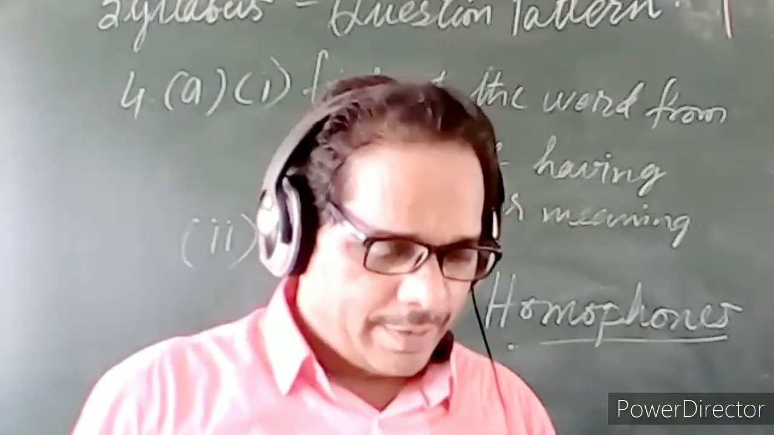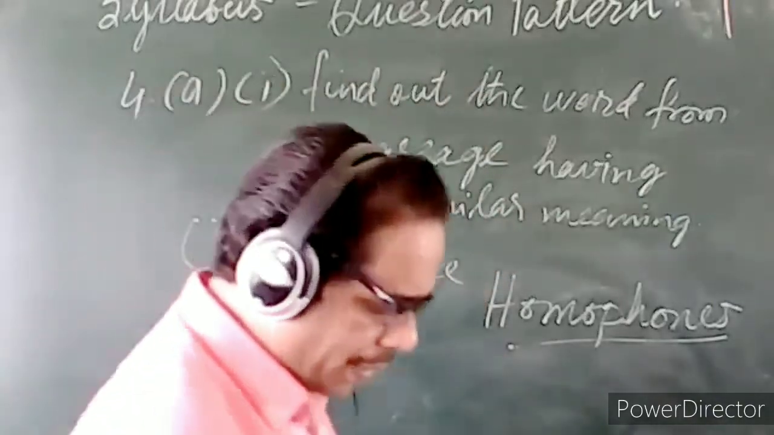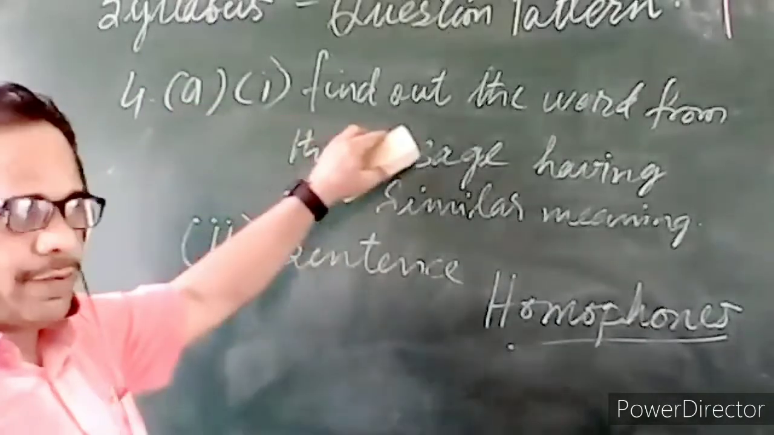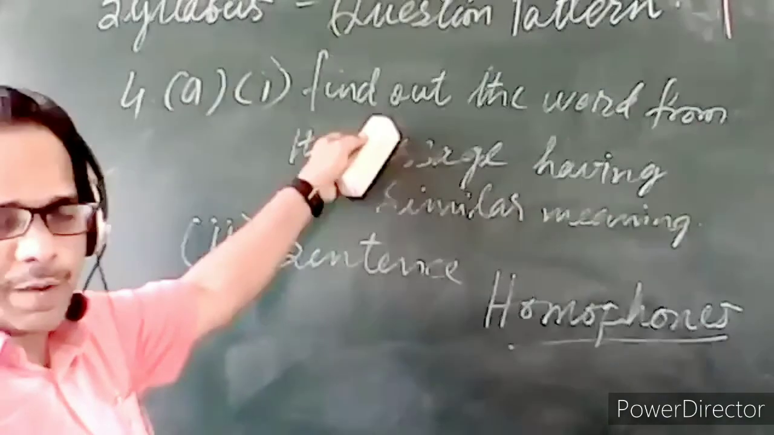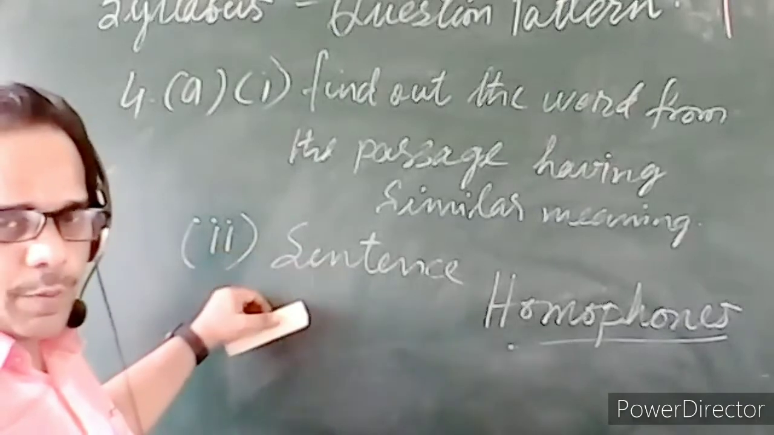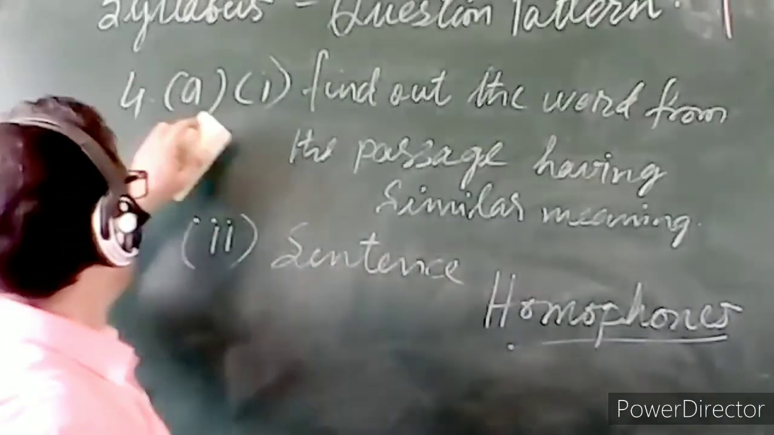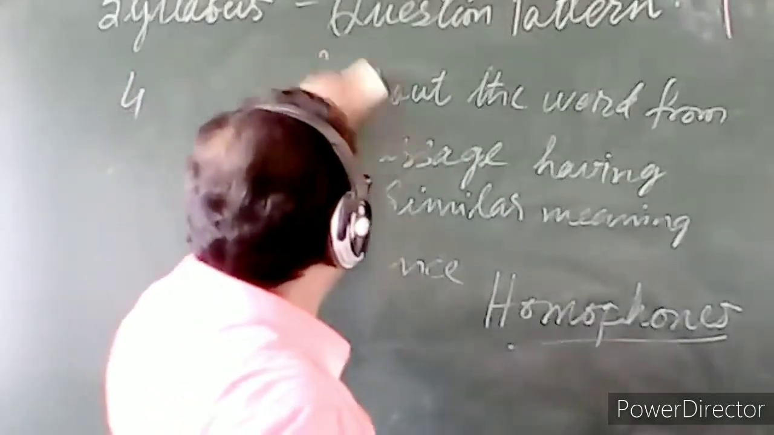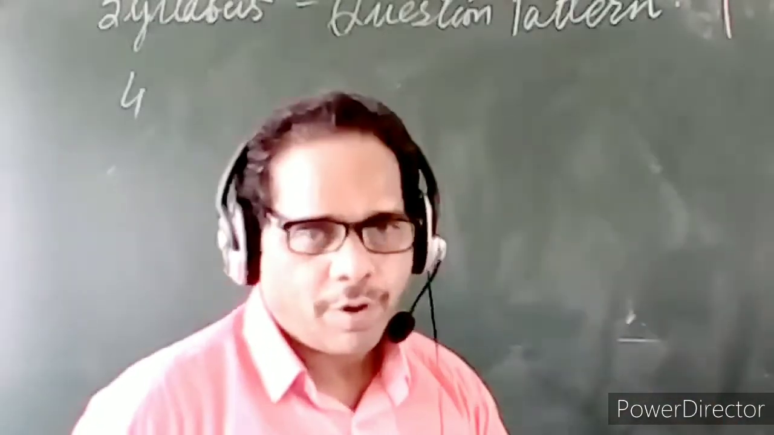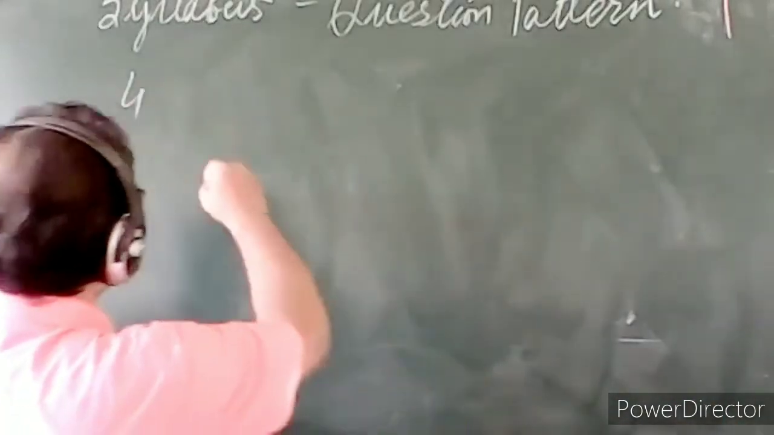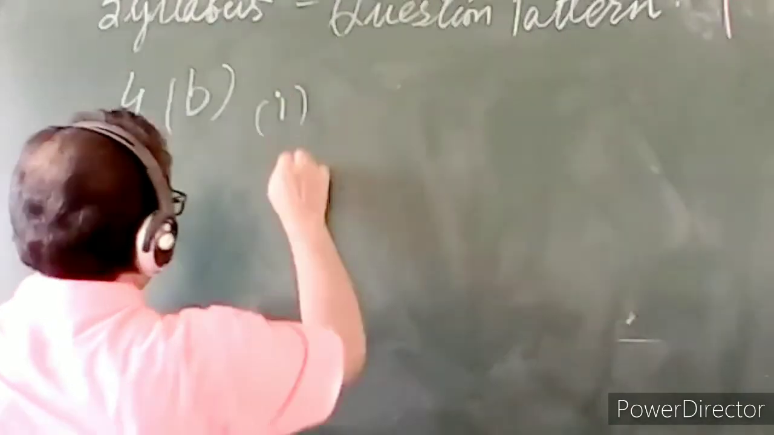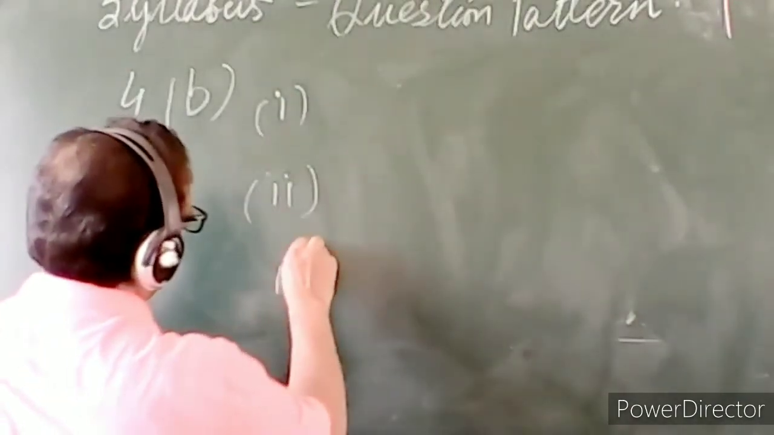And the second one, B. We'll go to question number 4B. Now we have completed question number 4A, 1 and 2. One is a word that has a similar meaning in the passage. Second one is using the word given without changing the word but with a different meaning. Now we'll go to 4B. In 4B, we have 3 questions: 1, 2, 3.